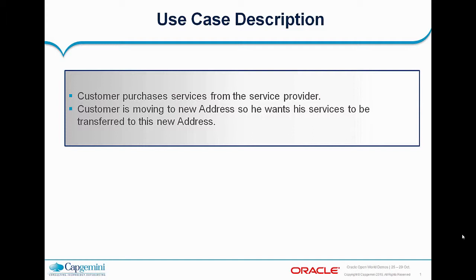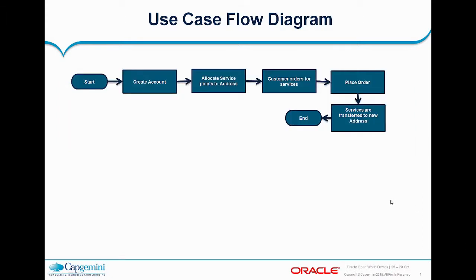Now we see what the flow diagram is like. We need to create an account and then allocate the service points to the addresses, for the existing address as well as for the new address. Then when the customer orders the services, we need to associate that service point and then place the order. After some time, the services will be transferred to the new address.